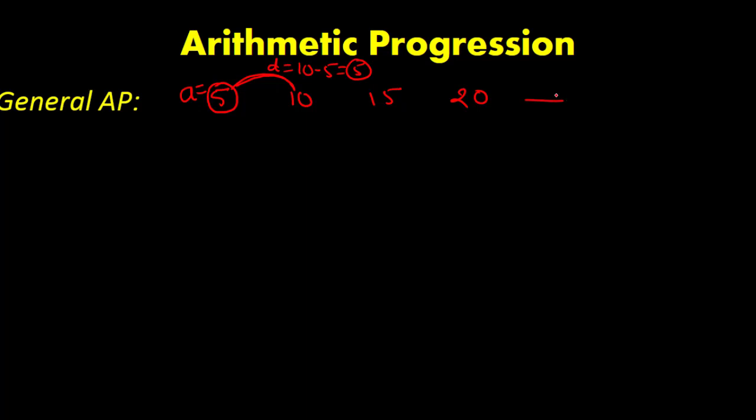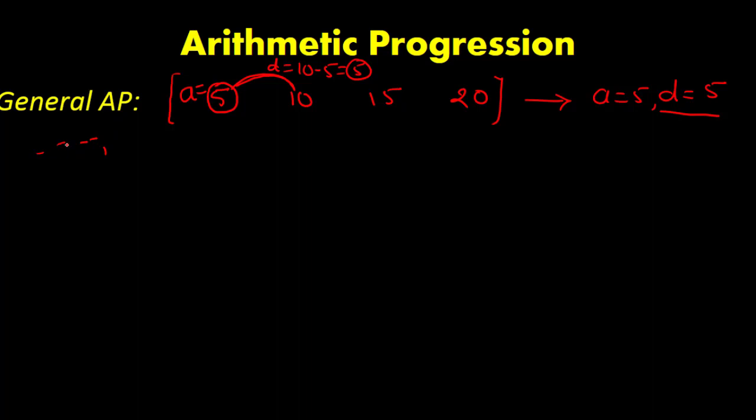So in this progression what I see is A is equal to 5, which is the first number, and D is nothing but 5, that is second term minus first term. Always remember, D is always T2 minus T1, second term minus first term. If you take first term minus second term, your D will be wrong. So D is always T2 minus T1. So with this let's try to generalize the general arithmetic progression.